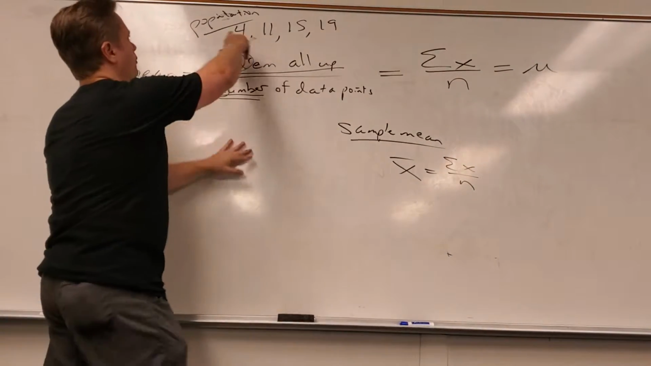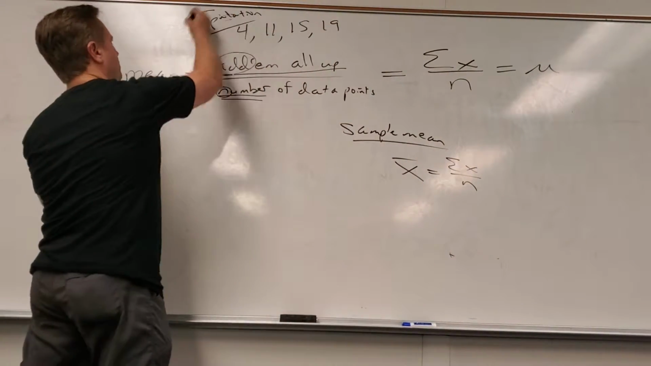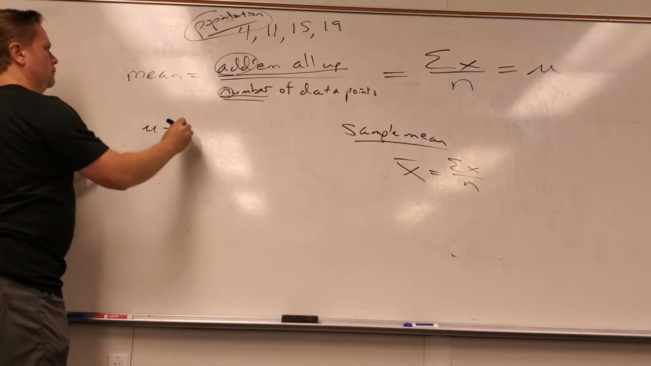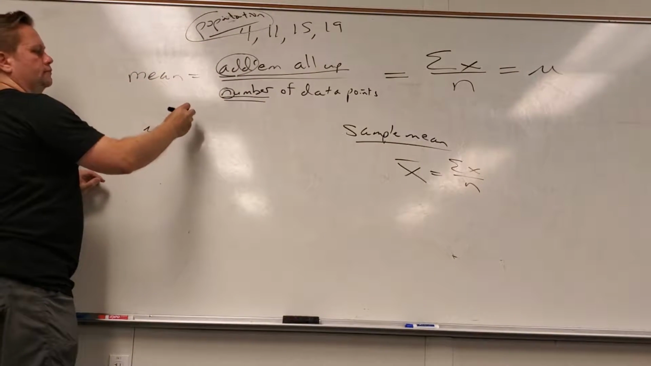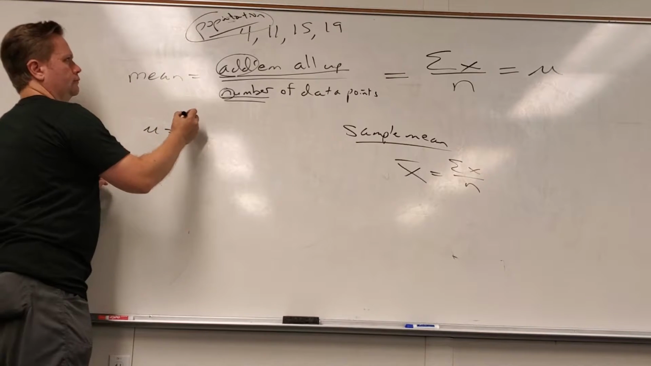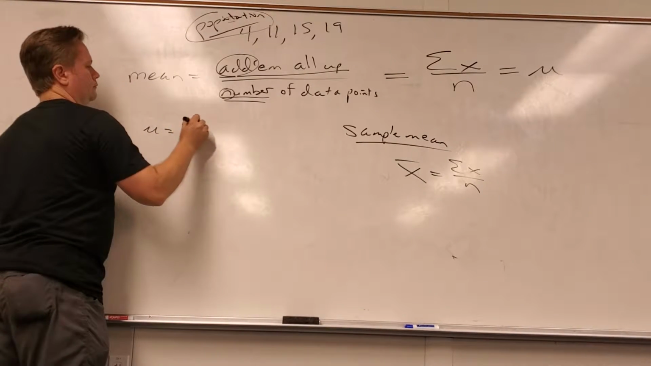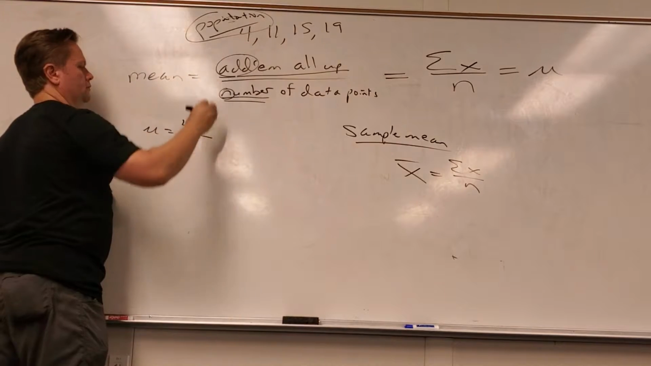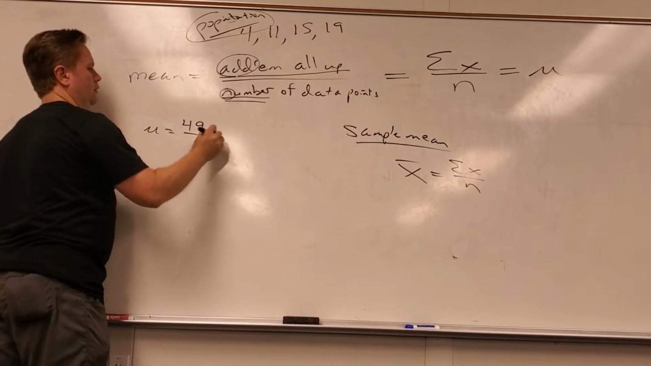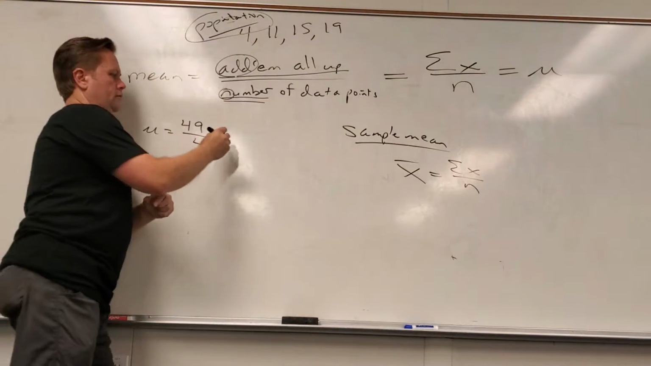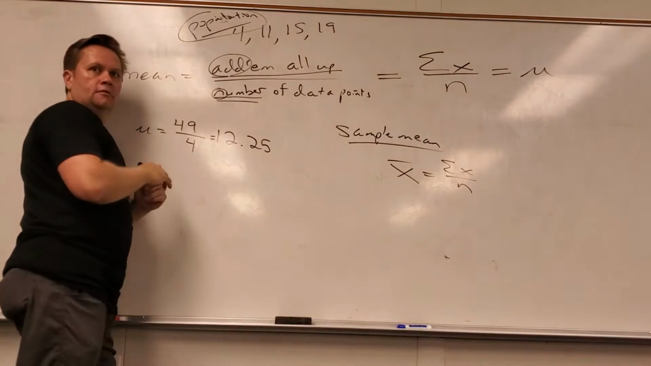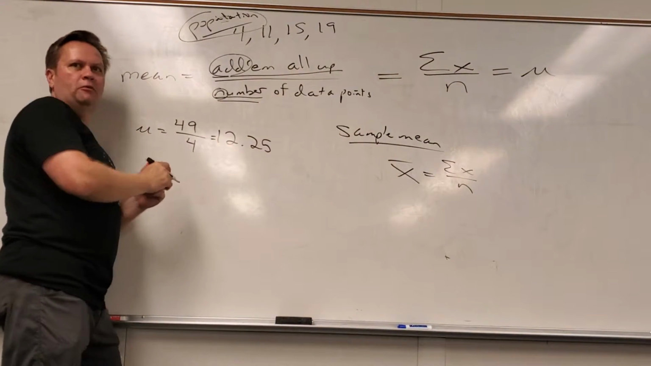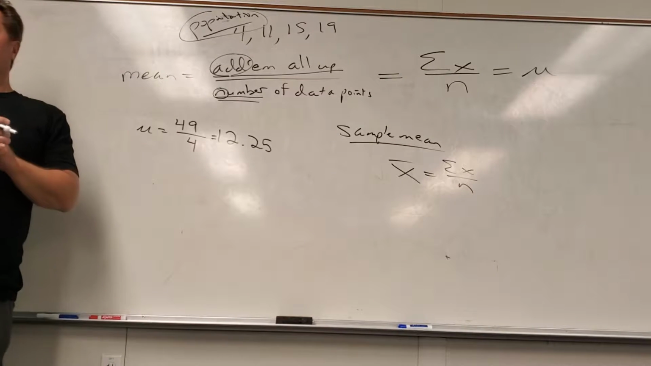So in this case, what would X bar be? I mean, I call this a population, so what would mu be? What's the sum of all these? 49 divided by 4.